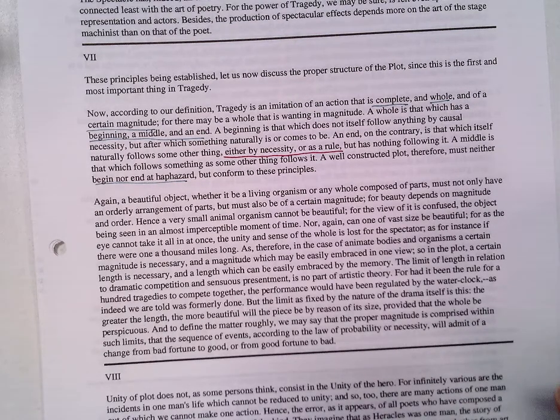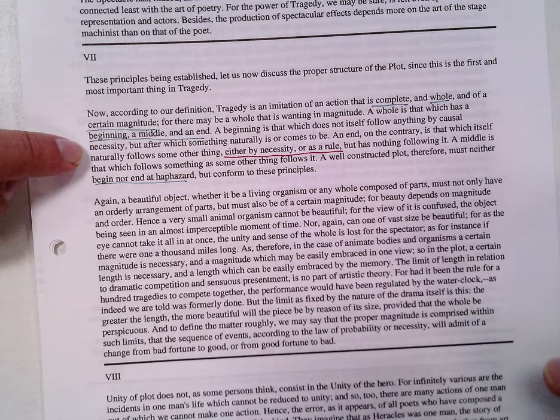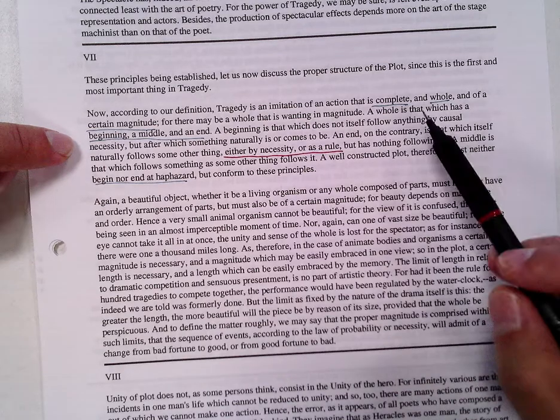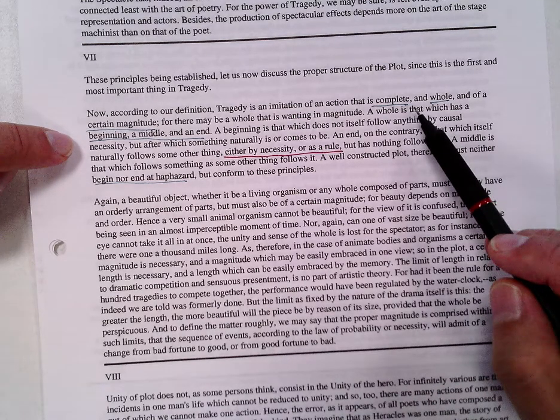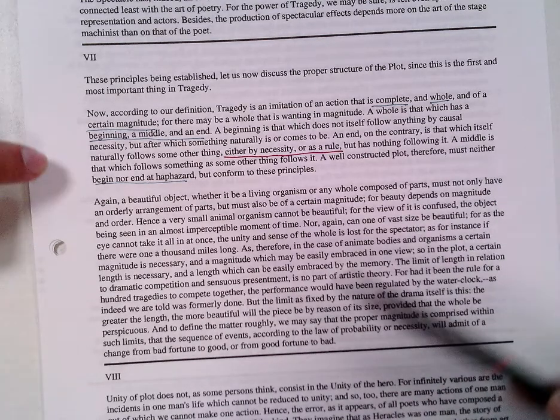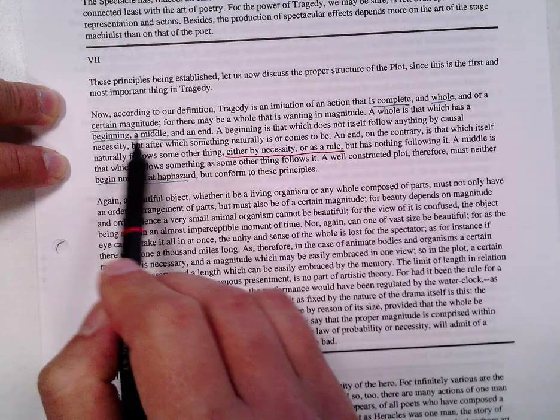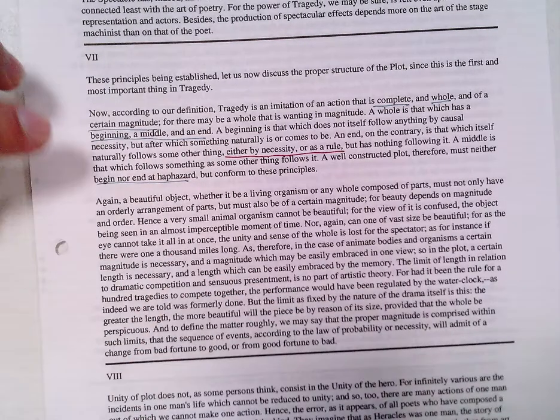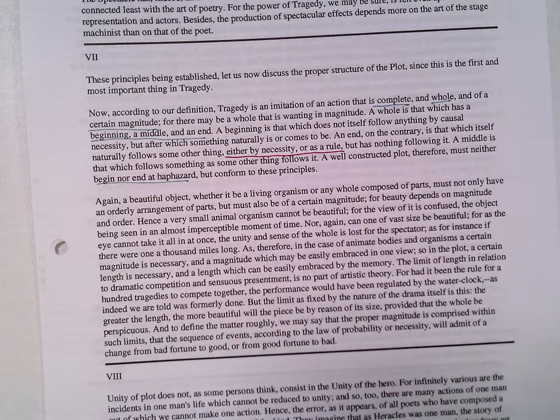When we move to 7, we see a little bit more about what he means by the plot being complete and of a certain magnitude. We said already that complete means it has a beginning, middle, and end. I know that sounds pretty basic, but honestly, in the first work of literary theory, you kind of need to make that stuff clear.